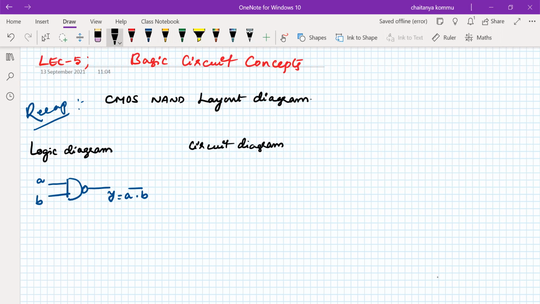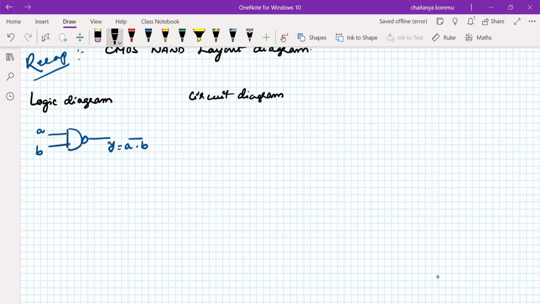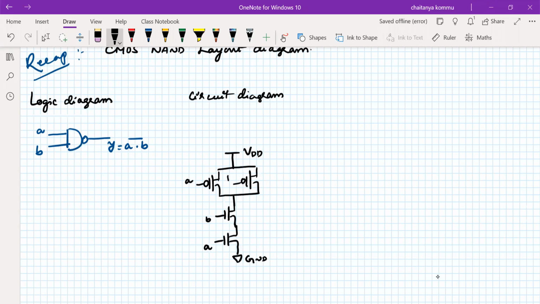Since we have taken two inputs, we have to consider two transistors in the pull-down network, in series. Why we need two transistors, we have already seen. For the PMOS, we take the same number of transistors but with the opposite connection: the bottom transistors are in series, the upper transistors are in parallel. So this is VDD, this is the ground, these are the inputs A and B, and this is the output Y.